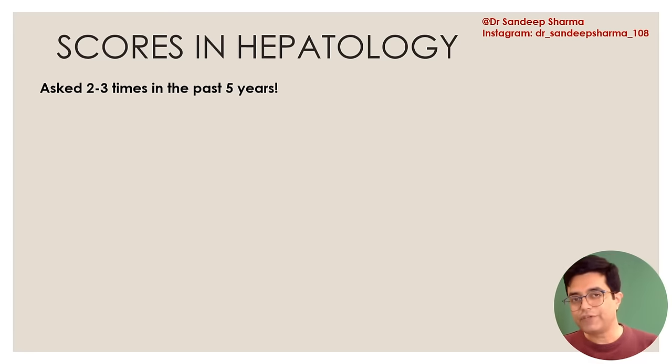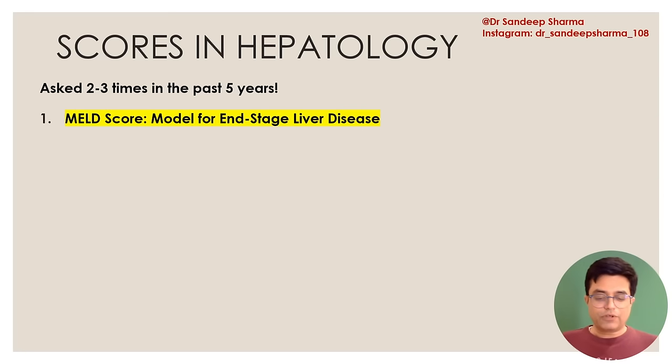Let us do a quick revision with me also. I will be sharing some mnemonics also. So first of all, we have the MELD score. MELD score literally stands for model for end-stage liver disease. This score was devised to identify what are the patients who have a higher chance of mortality and what are the patients who require liver transplant. So it is useful in chronic liver diseases and particularly those which are progressing to end-stage liver disease like cirrhosis.